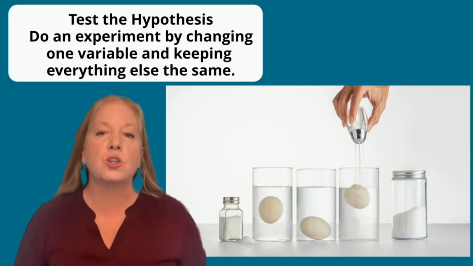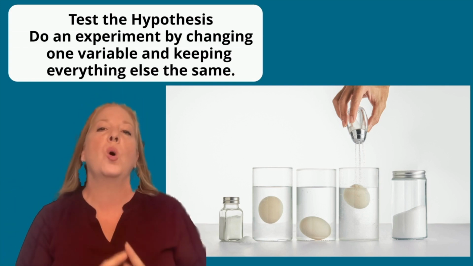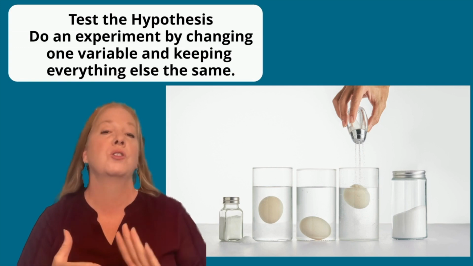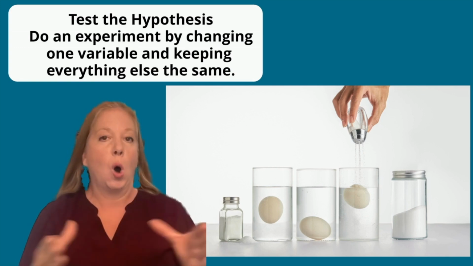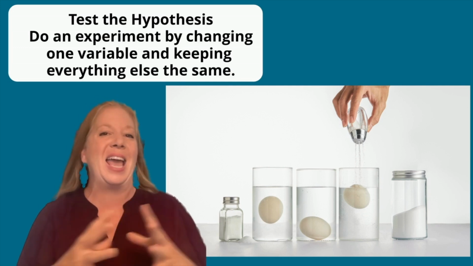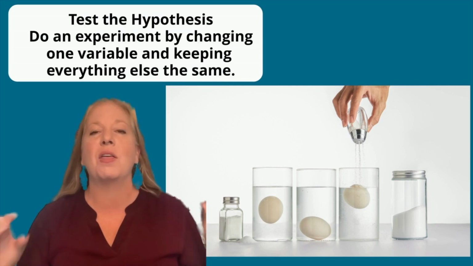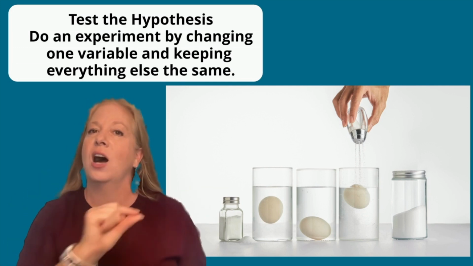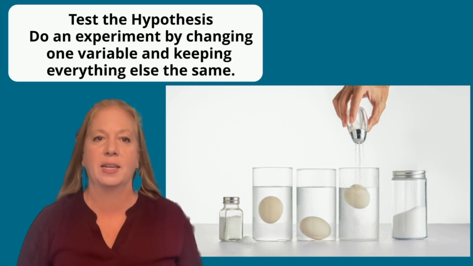So in Mia's controlled experiment, she only changed the amount of salt in each cup. All the cups are the same, the amount of water is the same, the egg size is the same. The only difference is how much salt she is adding.